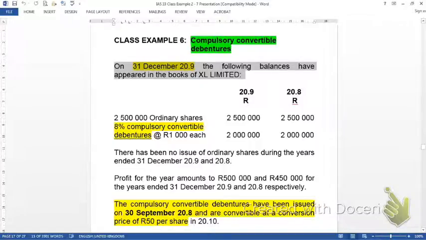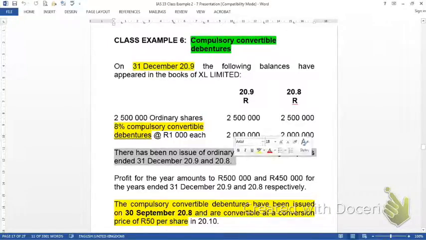Therefore, please, as we told you previously, look at the dates. Make sure when we are giving you the information, in this case, at the end of the year. So therefore, at the end of every year, there were 2.5 million shares in issue. If we look at the first paragraph, it also states that there has been no issue of ordinary shares during the years ended 31 December 20.9 and 20.8.